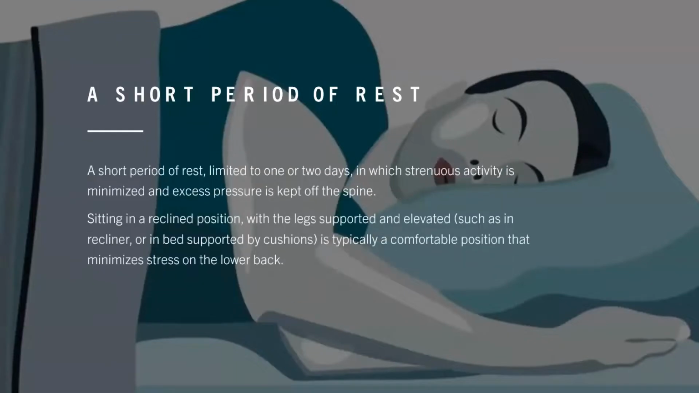So, a short period of rest. A short period of rest is limited to 1 or 2 days in which strenuous activity is minimized and excess pressure is kept off the spine. So when you have a rest day, make sure you don't do a lot of strenuous activity, to give time for your spine to rest. Sitting in a reclined position with legs supported and elevated, such as in a recliner or in bed supported by cushions, is typically a comfortable position that minimizes stress on the lower back.